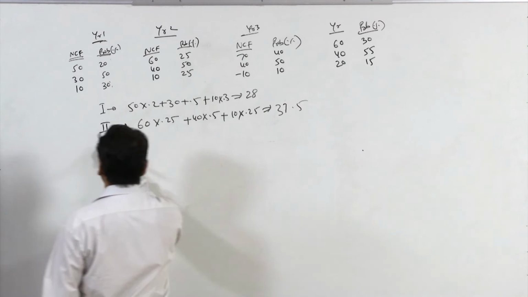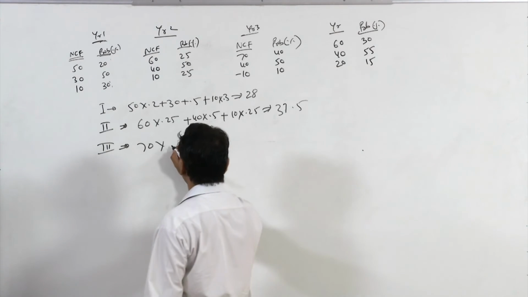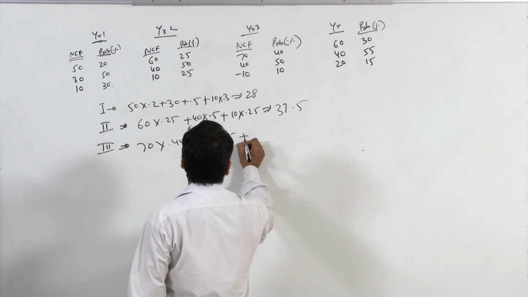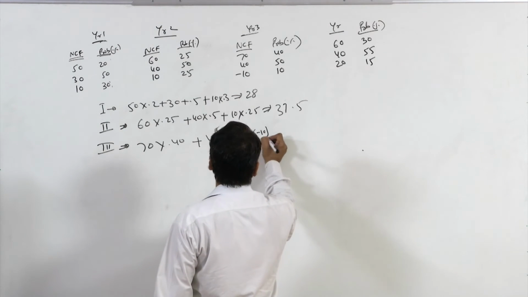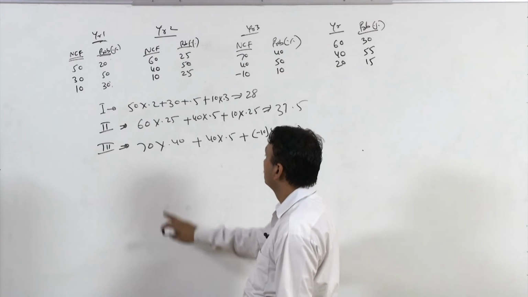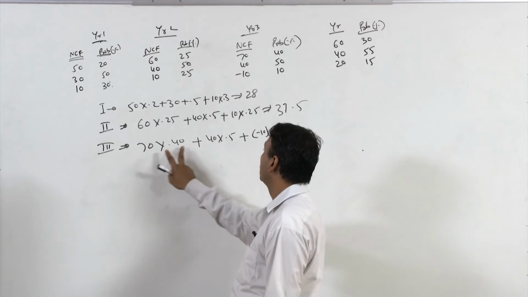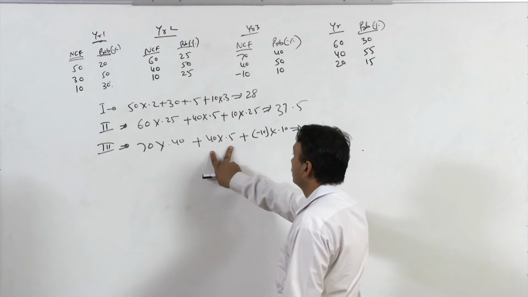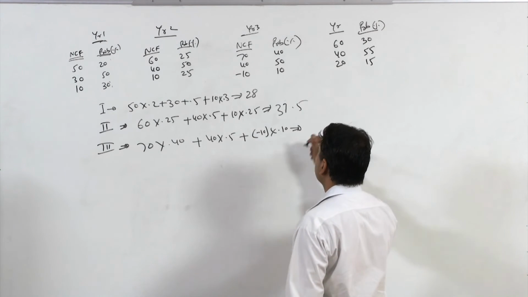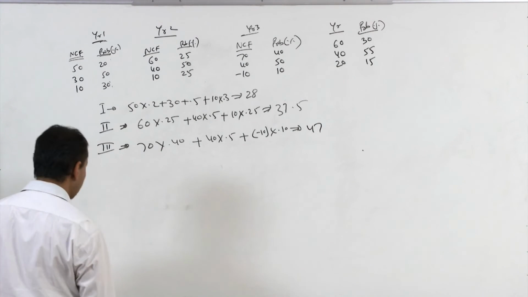For the third one, it's 70 into 0.4 plus 40 into 0.5 plus minus 10 into 0.10, right. So this is 28 lakh plus 20, 48, minus 1 is 47. Yeah. So for the third year it is 47 lakh, right.